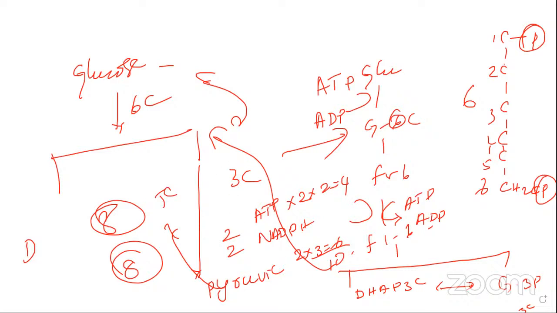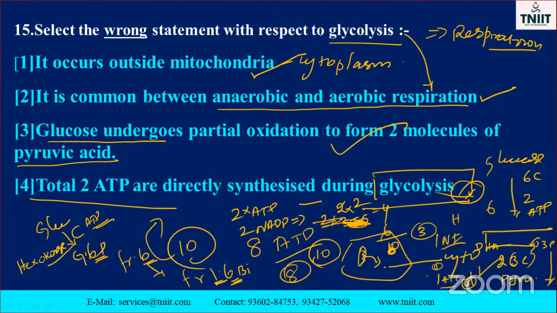Okay, madam. That is very, very important. See this one. So total 2 ATP is the wrong answer, my dear students. Which one is the wrong statement they ask? So the above 3 are right. The last one is the wrong answer because it is not directly synthesized in glycolysis. Go to the next one.